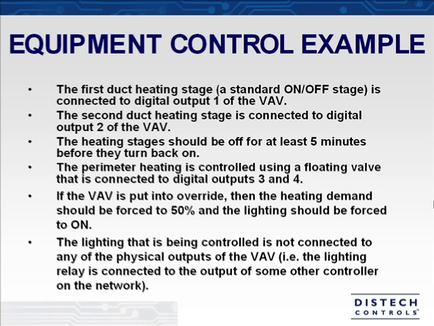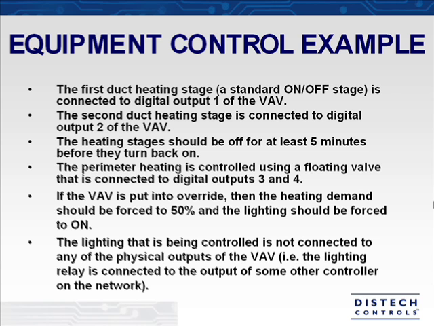Our equipment will be set up based on the following parameters. The first heating stage is connected to digital output 1 of the VAV. The second heating stage is connected to digital output 2 of the VAV. The heating stages should be off for at least 5 minutes before they turn back on. The perimeter heating is controlled using a floating valve that is connected to digital outputs 3 and 4.